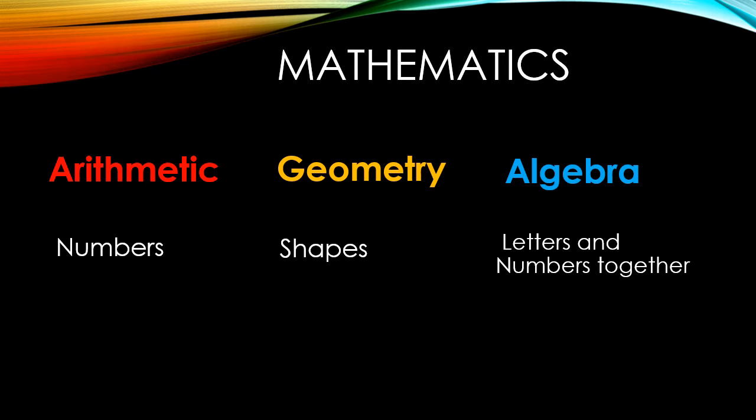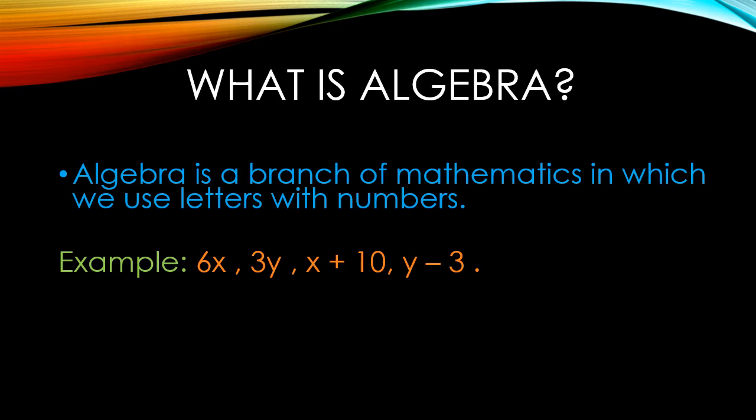So far, we have studied two branches of mathematics: arithmetic, in which we studied numbers, and geometry, in which we studied shapes. Now we will study algebra, in which we learn letters and numbers together. So what is algebra? Algebra is a branch of mathematics in which we use letters with numbers. For example, 6x, 3y, x plus 10, y minus 3.